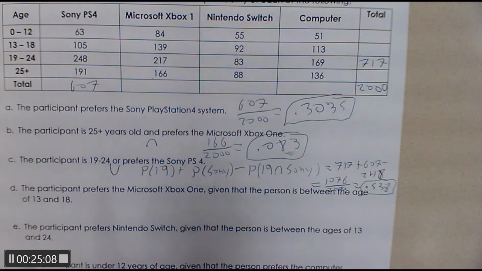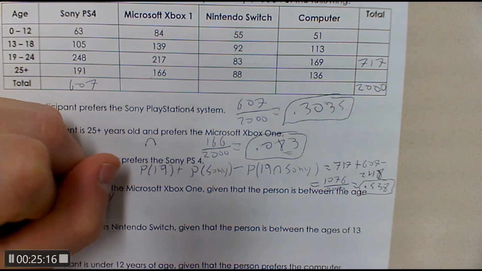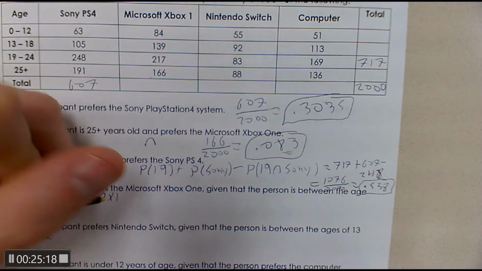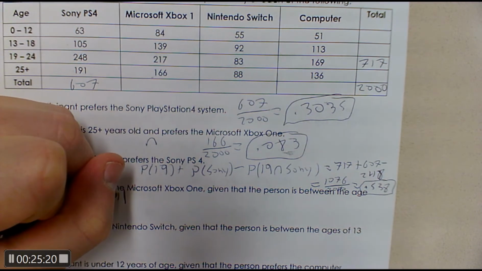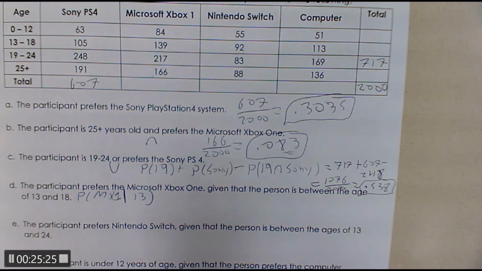All right, moving on. Participant prefers Microsoft Xbox One given that the person is between the ages of 13 and 18. So prefers Xbox One given that they are 13 to 18. All right.